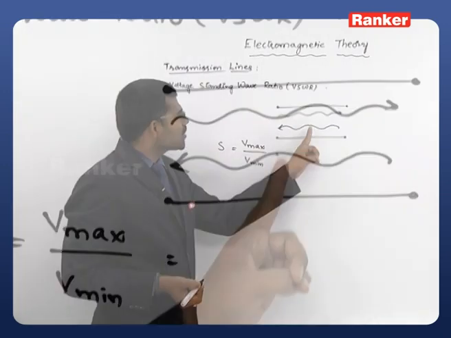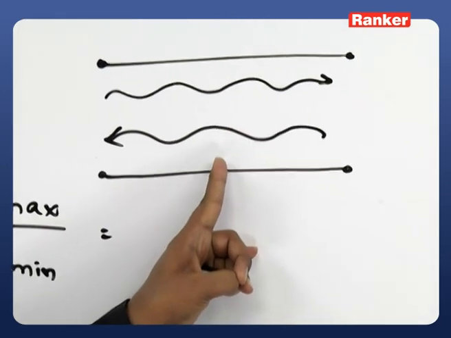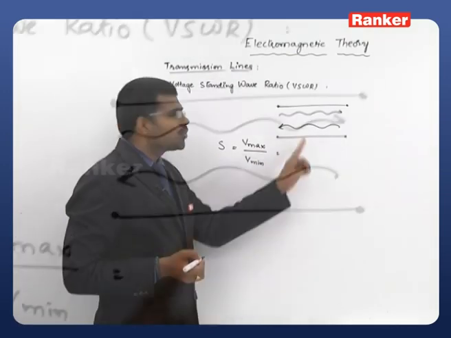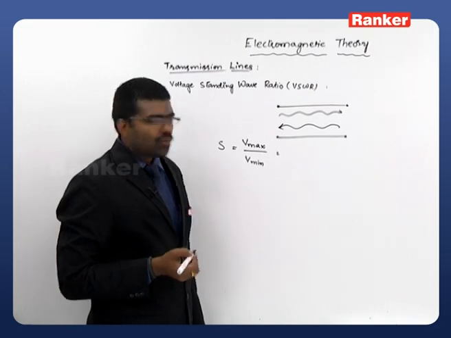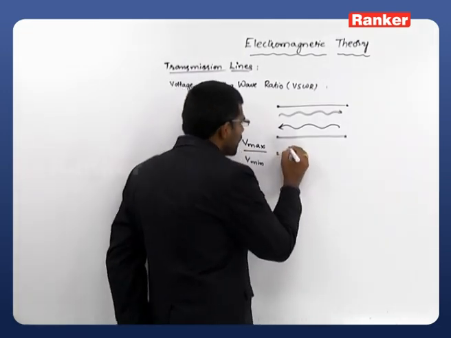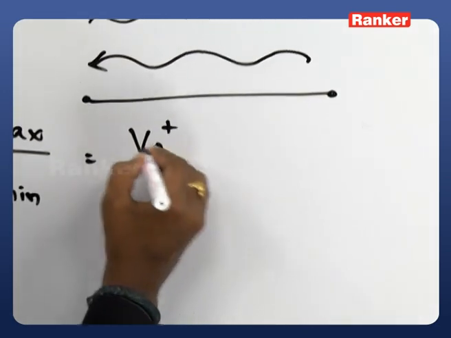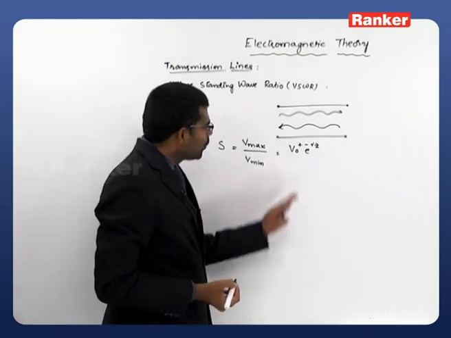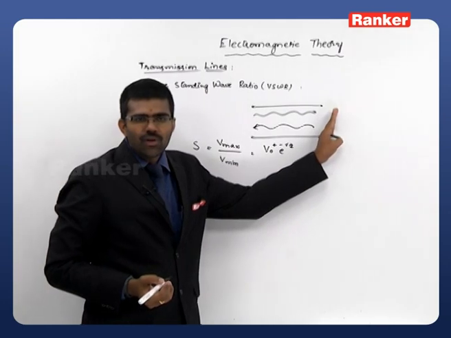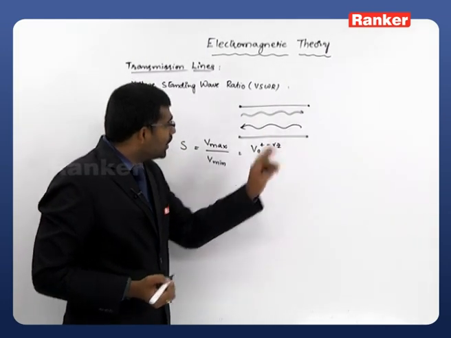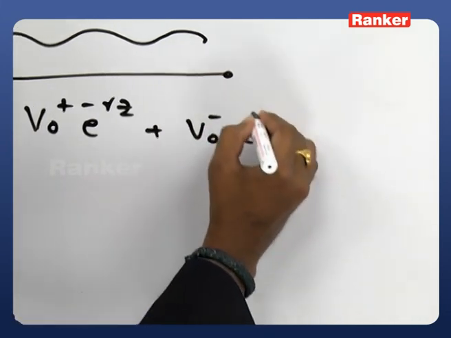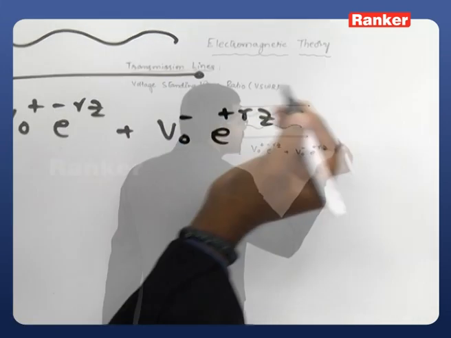Take the summation of the forward wave and reflected wave, then you may get the maximum voltage. Take the difference between these two, you may get the minimum of the voltage. So simply this can be written as the forward traveling voltage V0 plus e^(−γz). That is the voltage which is traveling in the forward direction will be added to the voltage which is traveling in the negative z direction, V0 minus e^(+γz).